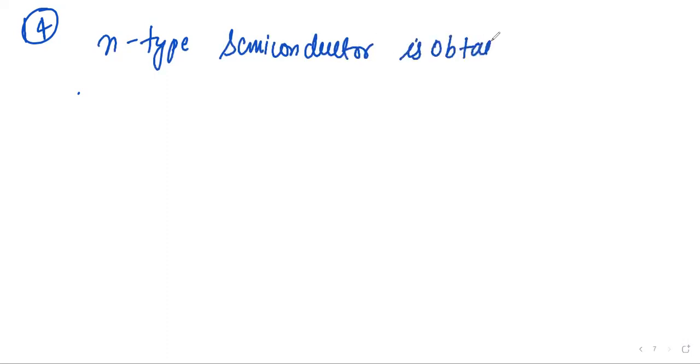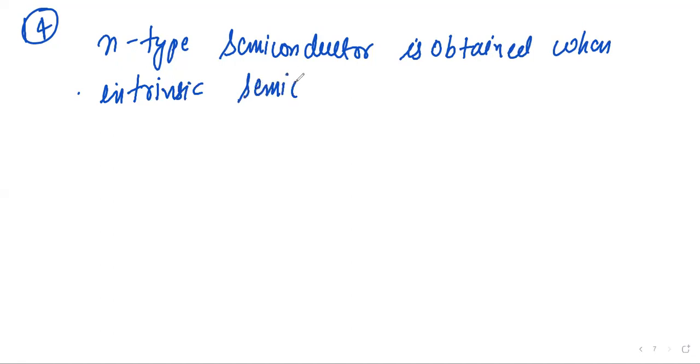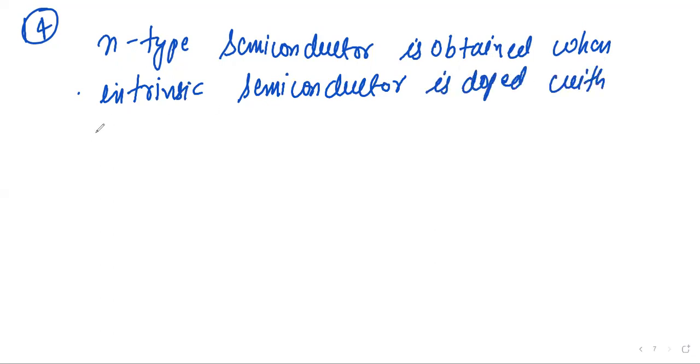Question number 14. An intrinsic semiconductor is converted into an N-type extrinsic semiconductor by doping it with what? An N-type semiconductor is obtained when an intrinsic semiconductor is doped with pentavalent impurities.